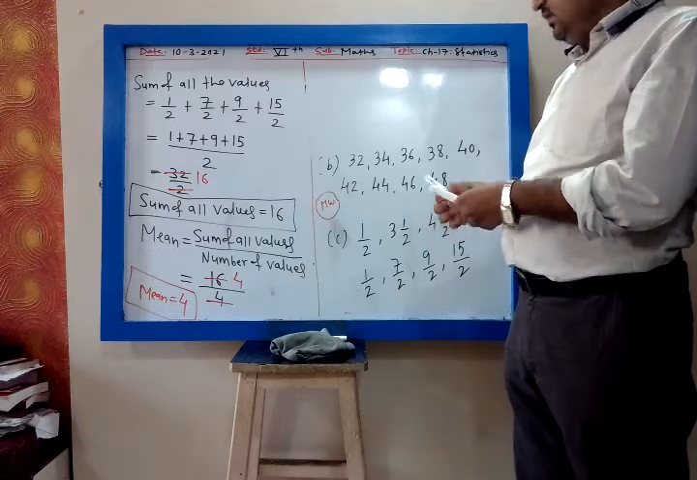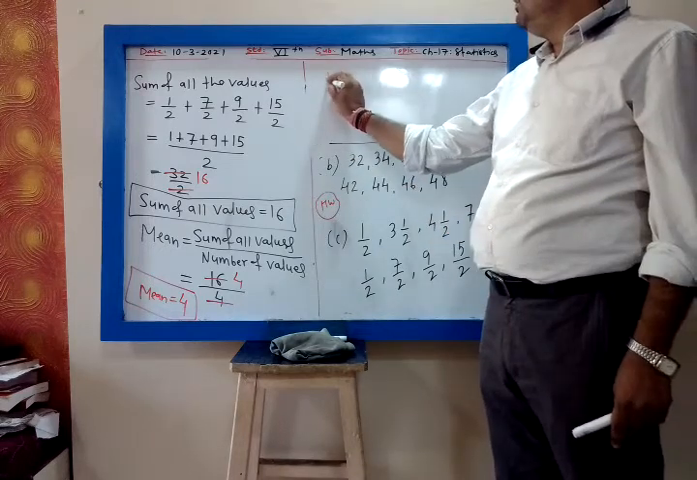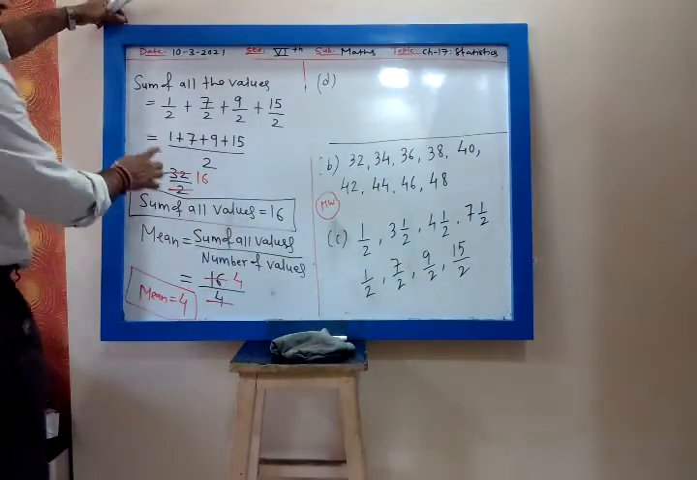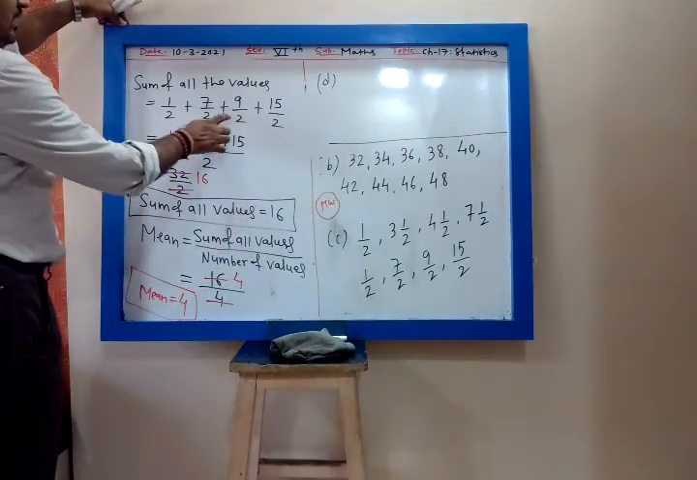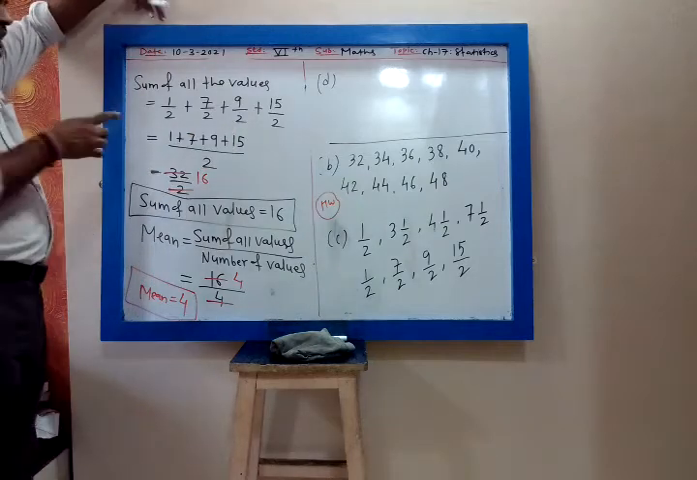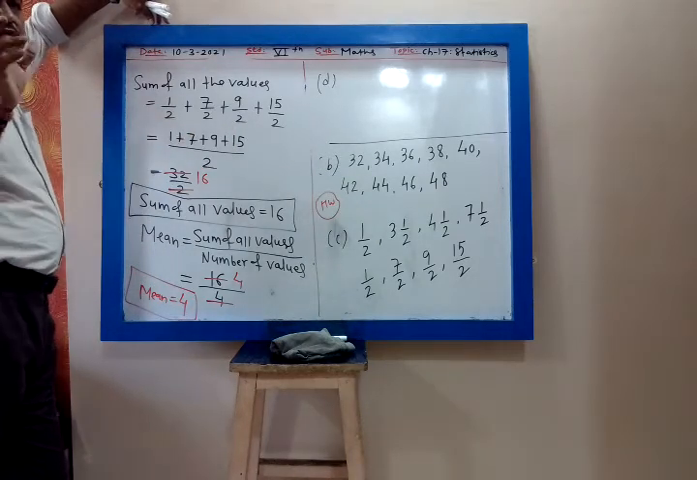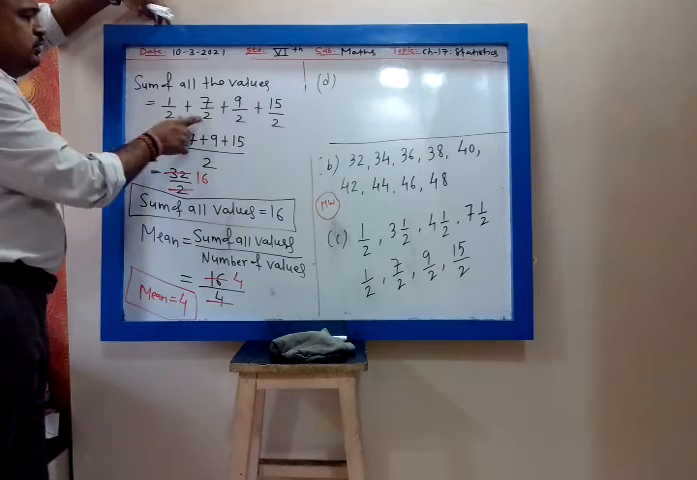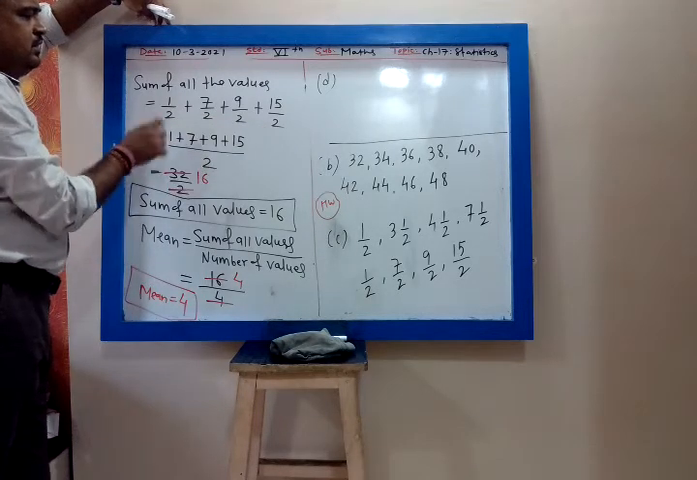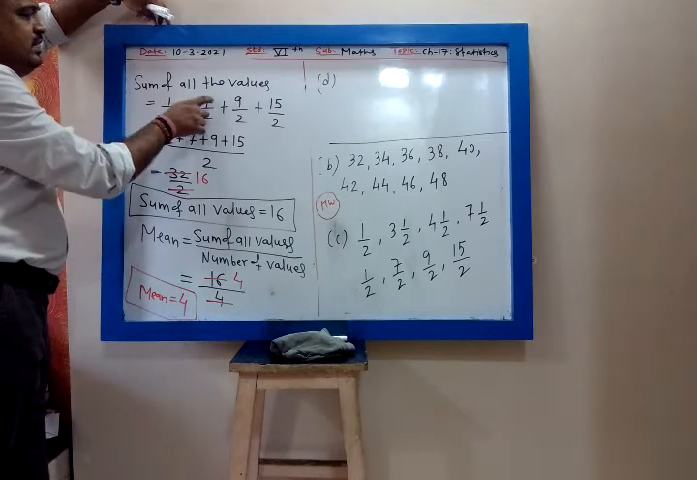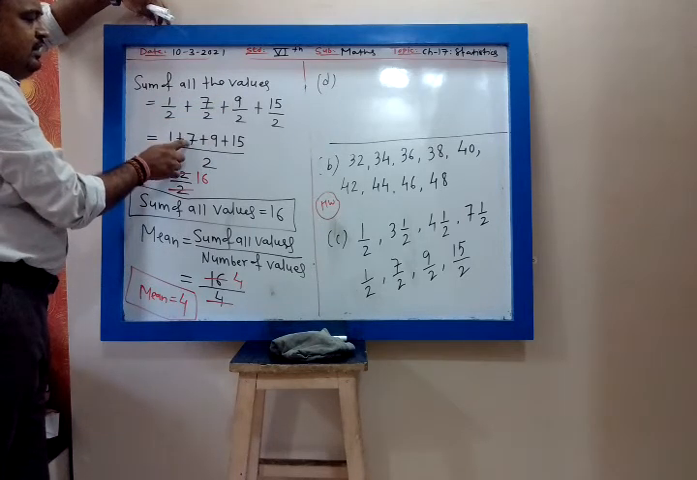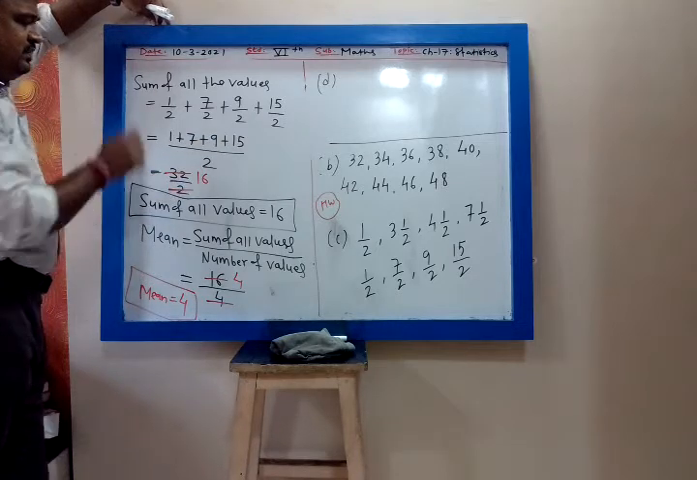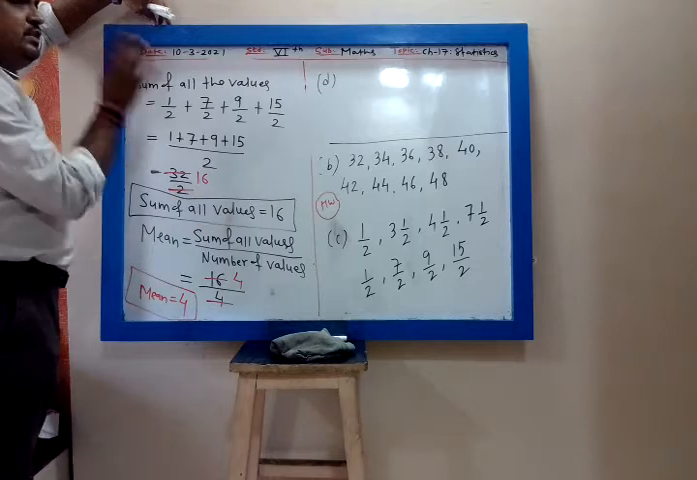Then D. Sum of all the values will be 16. No, because, my dear, 1 by 2 plus 7 by 2 plus 9 by 2 plus 15 by 2. Now all are fractions. Whenever in fractions the denominator is the same, we can add the numerators. So the denominator is the same, 2, 2, 2, 2, that 2 I will take common. Then I will add the numerators 1 plus 7 plus 9 plus 15. 1 plus 7, 8, 8 plus 9, 17, 17 plus 15, 32. 32 divided by 2 is 16. So the sum of all the values is 16.